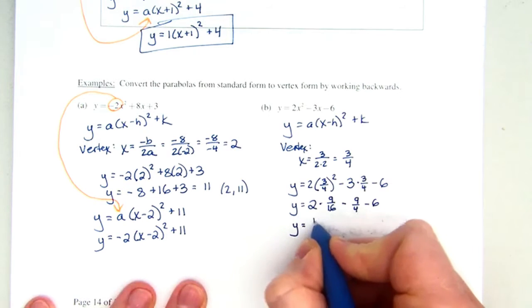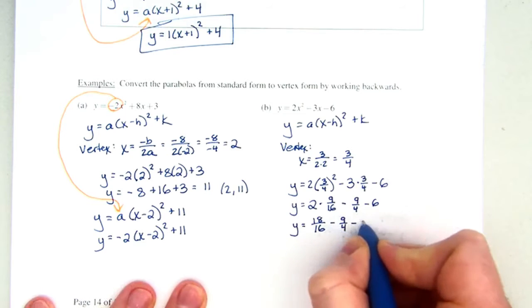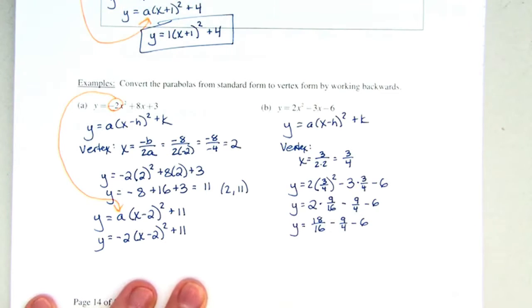Okay, let me see here. This is 18/16 minus 9/4 minus 6. You know what? See if you can finish this off. Get a common denominator. Subtract things. Let me know what you get for a y value as a fraction, please.